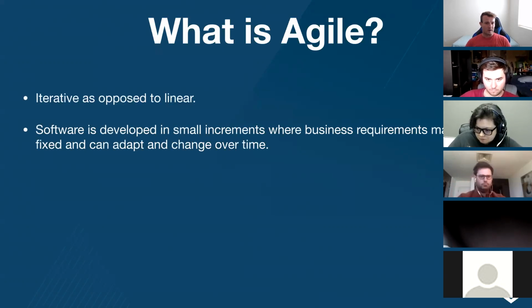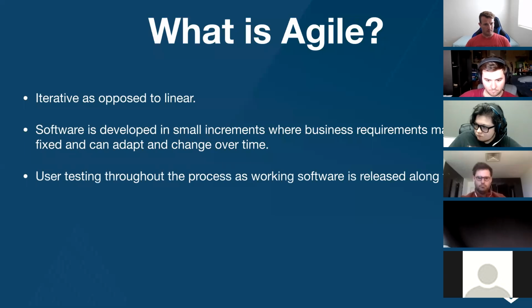With Agile, software is developed in small increments where business requirements may not be fixed and can adapt and change over time. There's user testing throughout the process as working software is released along the way. Remember with Waterfall, the working software is released at the very end, all together, just one big release. With Agile, software is released along the way, and as it's released, you can have some user testing through this process.